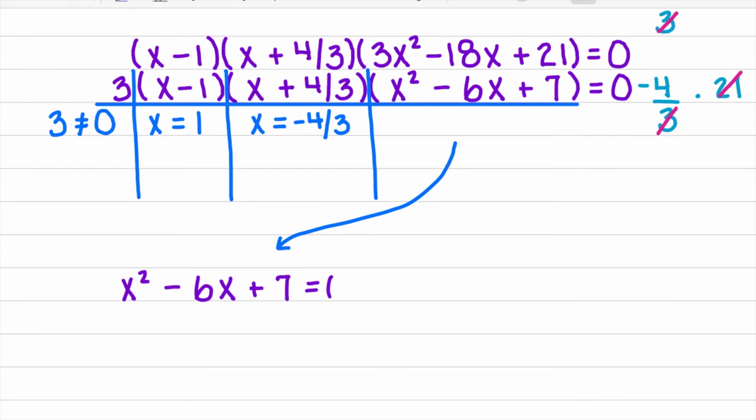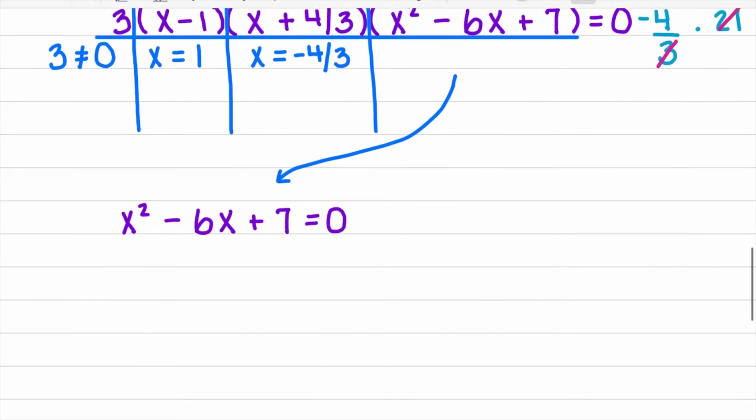Okay, now when you're completing the square, you need the constant to be on the other side. So I'm going to rewrite this, but I'm going to make it equal to negative 7. So it's x squared minus 6x, and I'm just going to leave a space, equals negative 7. So when you're completing the square, you need a number to be added to both sides to make what's called a perfect square trinomial on the left.